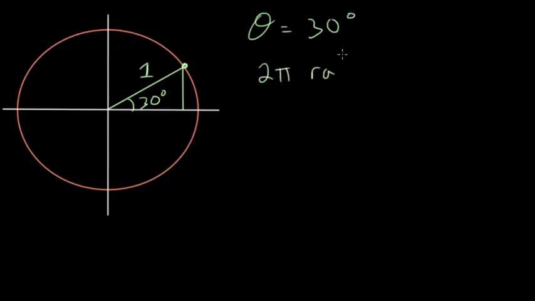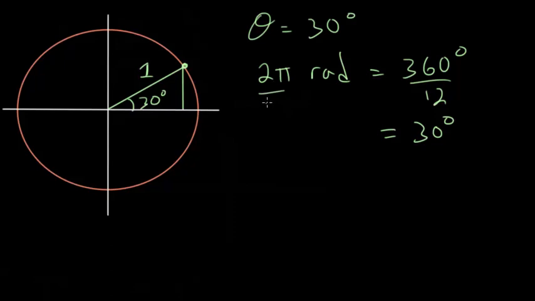So as you can see, I've redrawn the unit circle, but we're specifically looking at an angle of 30 degrees. So theta is 30 degrees, and if we want to convert this between radians and degrees, we just have to use the relationship that 2 pi radians is 360 degrees. And it looks like if I divide this by 12, that I would get 30 degrees. So 2 pi over 12 would simplify to pi over 6. So 30 degrees and pi over 6 are equivalent.